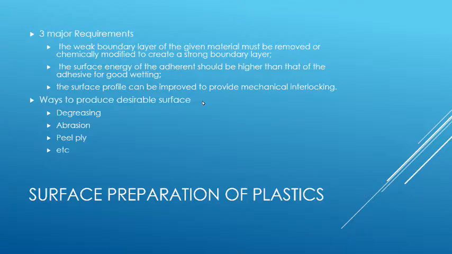For peel ply, a thin woven piece of material is applied to the adherent during fabrication. It will leave a tortuous surface when removed, and it improves bonding by mechanical interlocking. Other than that, there are flame treatment, chemical treatment, and ultraviolet radiation treatment.